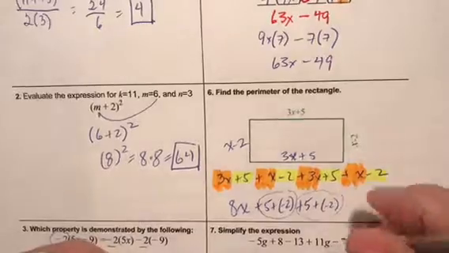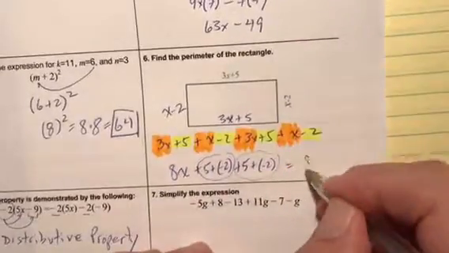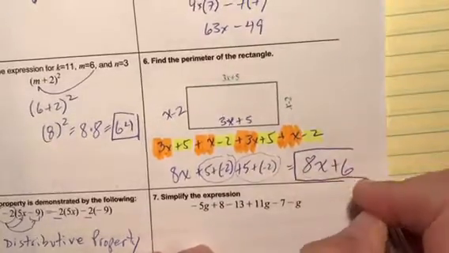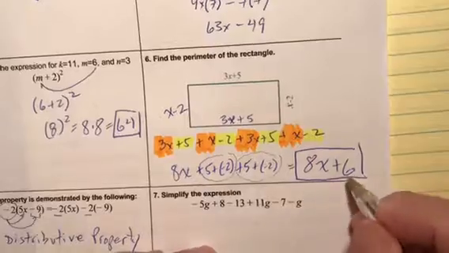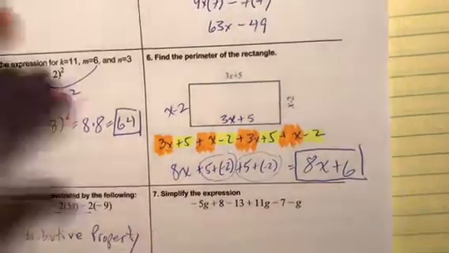3 plus 3 is 6. So my final answer is going to look like what? It's going to look like 8x plus 6. That's as far as it can go. I can't combine 8x and the 6 because I have a variable there. You can't add variables with constants.